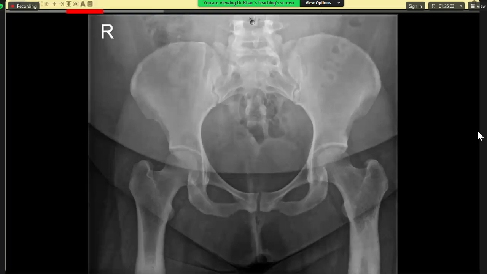Okay, candidate, sir. Yes, sir. Sir, I'm providing a 31-year-old female with thigh and leg pains, hip pains. They did a few X-rays. This is a pelvis X-ray.